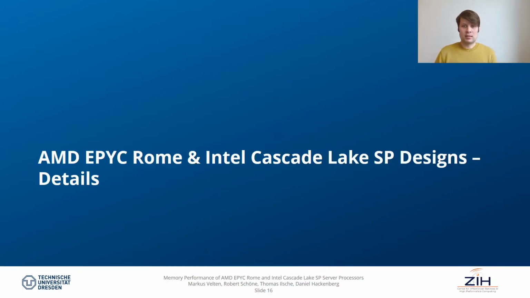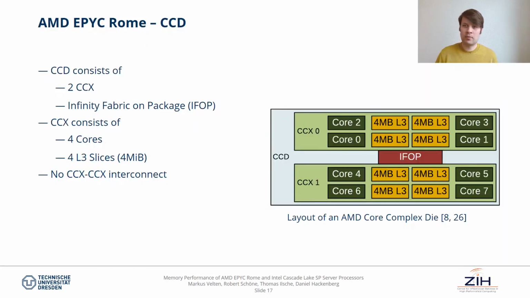Let's take a closer look at some of the details of the architectures. So this is a picture of the layout of a single CCD. You can see that it consists of 2 CCXs, and the Infinity Fabric on Package interconnect does not connect the two CCXs directly to one another, but all data transfers between these two CCXs have to be passed through the I/O die.